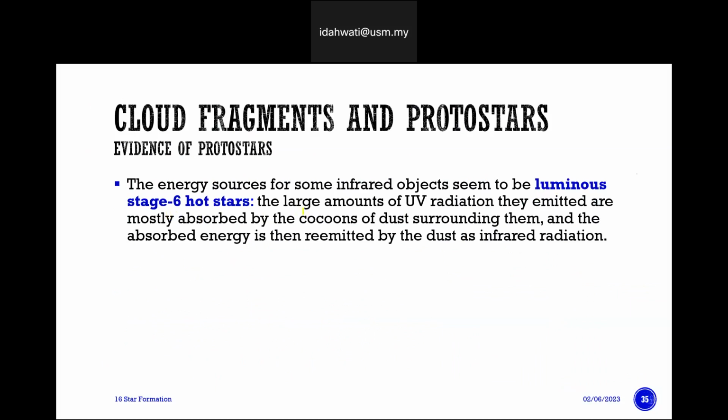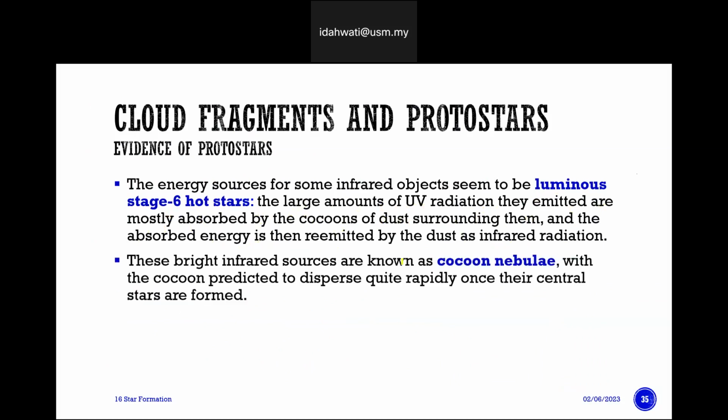hot stars, meaning the large amount of UV radiation they emit is mostly absorbed by the cocoons of dust surrounding them, and the absorbed energy is then re-emitted by the dust as infrared radiation. So these bright infrared sources are known as cocoon nebulae. They are predicted to disperse quite rapidly once their central stars are formed.